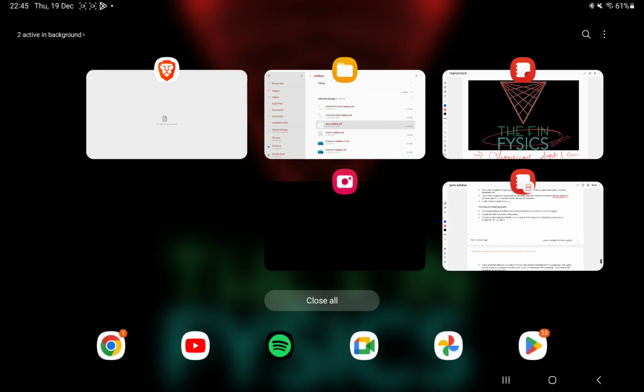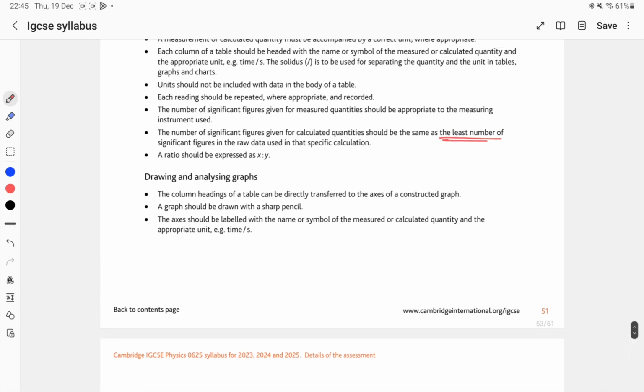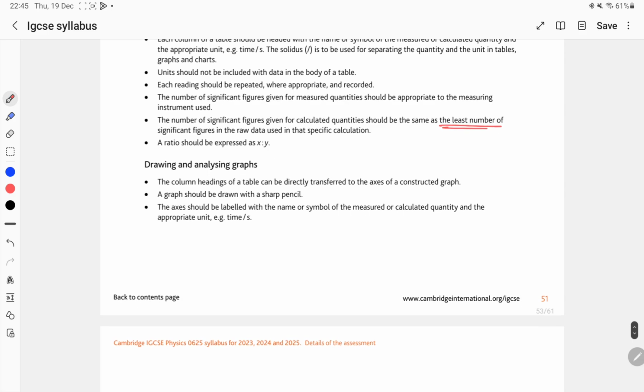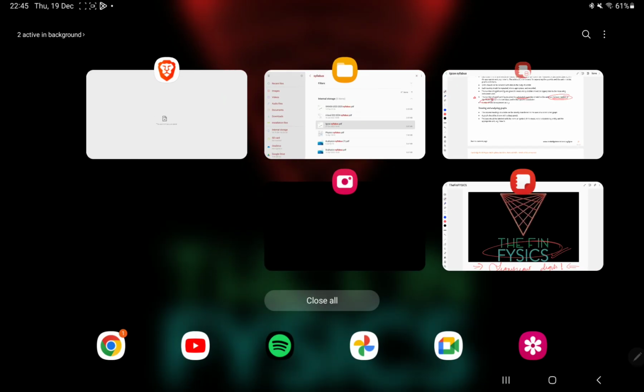So let me take you all to the syllabus first, because in the syllabus everything is mentioned. In the syllabus, if you come to the section presentation of data, you will see the second last pointer as the number of significant figures given for calculated quantities. Remember, calculated quantities should be the same as the least number of significant figures in the raw data.